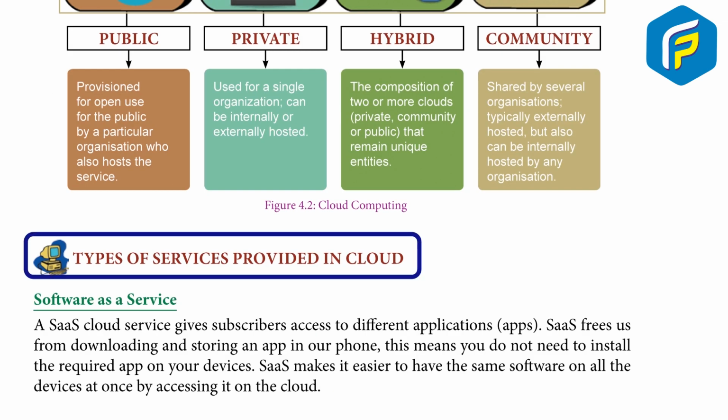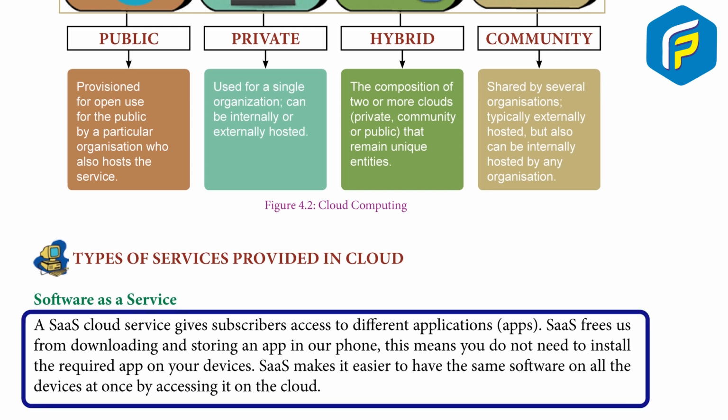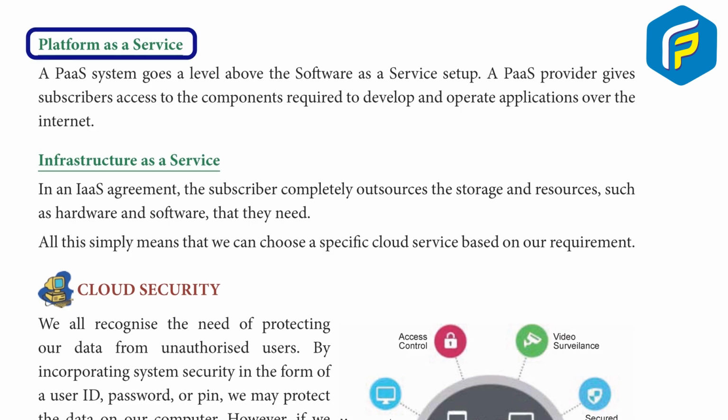Types of services provided in cloud. Software as a service. A SaaS cloud service gives subscribers access to different application apps. SaaS frees us from downloading or storing an app on our phones. This means you do not need to install the required app on your devices. SaaS makes it easier to have the same software on all the devices at once by accessing it on the cloud. Platform as a service.